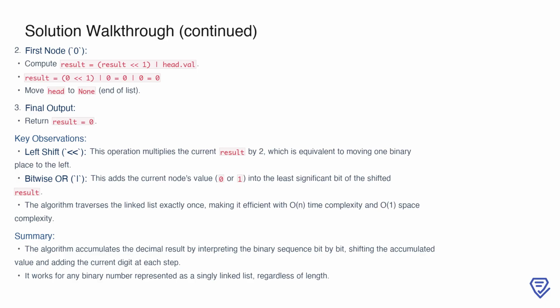In summary, the algorithm processes each binary digit in sequence, shifting the accumulated result and adding the current digit at each step. This approach works for any binary number represented as a singly linked list, regardless of its length.